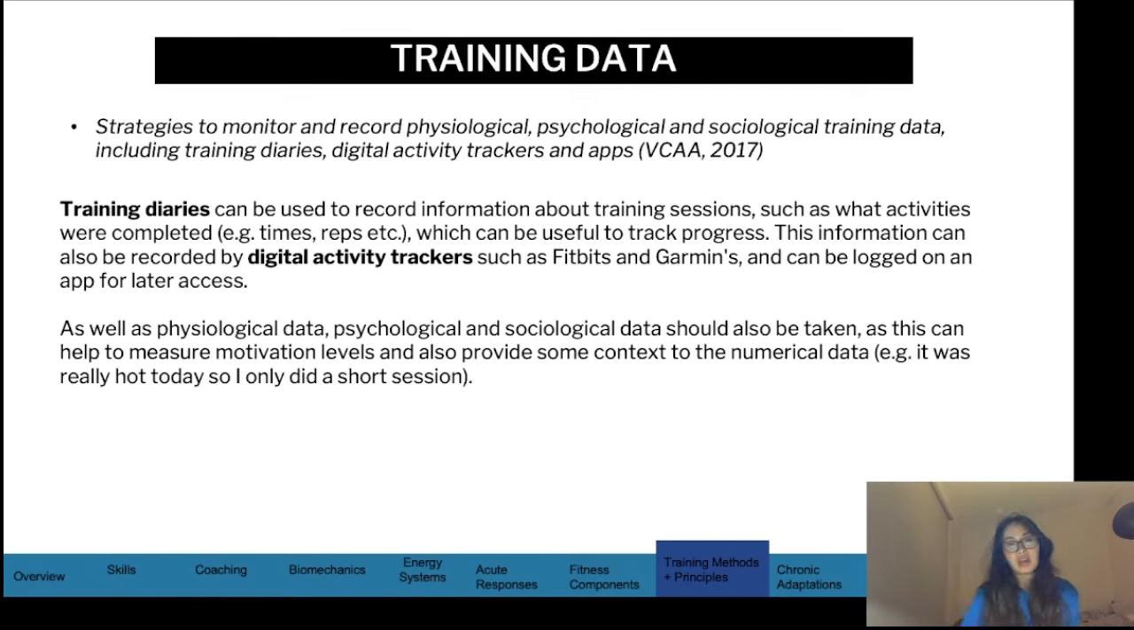Okay, so in terms of training data, training diaries can be used to record information about training sessions, such as what activities were completed. So things such as a digital activity tracker like a Fitbit or a Garmin.